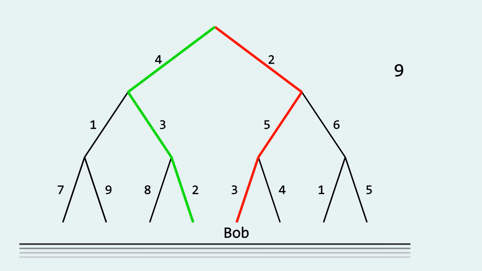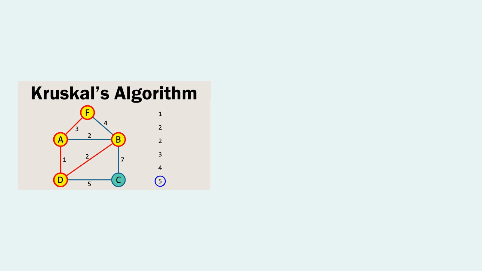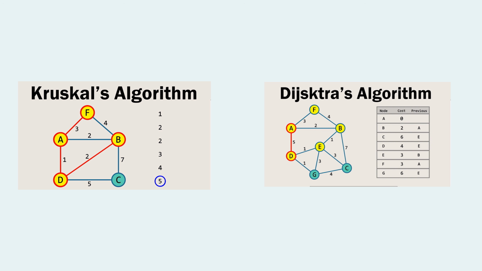Now, some algorithms we have already discussed on this channel, like Kruskal's algorithm for finding the minimum spanning tree and Dijkstra's algorithm for finding the shortest path, are examples of greedy algorithms that actually work efficiently in their specific cases. But as we have seen, greed does not always guarantee the best solution. In this video, we'll explore a classic greedy algorithm known as the Fractional Knapsack Problem.